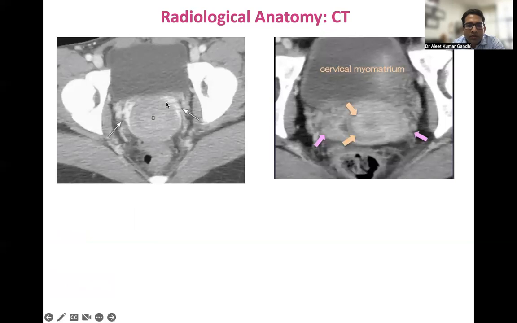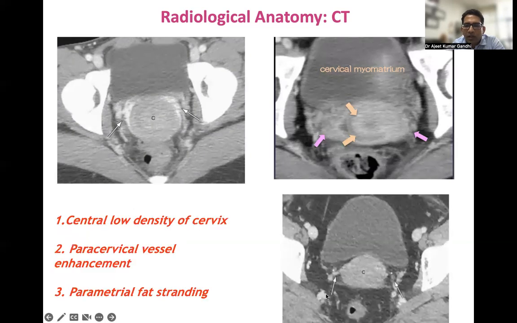On a contrast image, we can also appreciate peripheral enhancement, which is nothing but the paracervical plexus, the blood vessels in the paracervical area, which are taking up the contrast. And parametrial fat stranding, although it can be seen on a contrast enhanced CT scan, it's difficult to delineate or demarcate the extent of the parametrial involvement, and CT scan is a poor modality for delineation of the parametrial involvement.